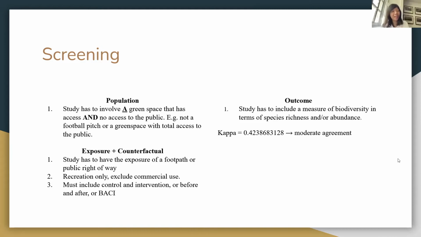The study area has to have a footpath or public right-of-way. And the purpose of use is recreation, not for lodging or for harvesting food plants, etc. And it must include a comparison, like before and after, or control and intervention. And the outcome is either richness or abundance. Our kappa, because we had some adjustment in the beginning, whether we want to include Europe only or any other countries, was initially moderate agreement, but later on, as we agreed, it's quite a good agreement. Next slide, please.